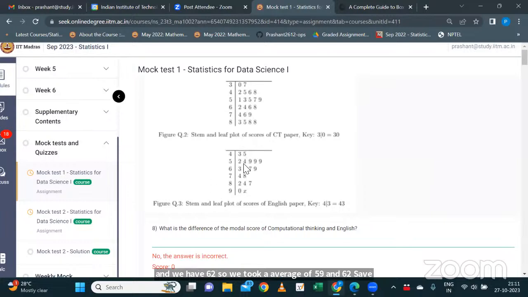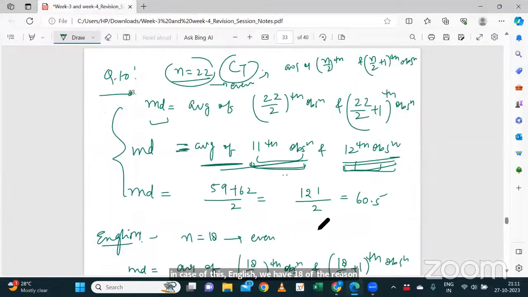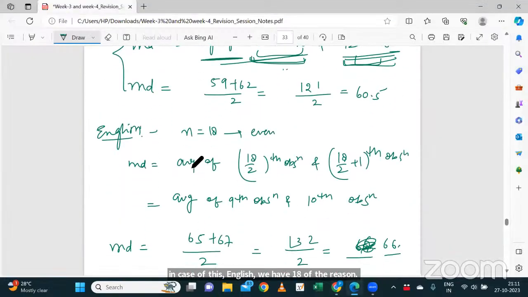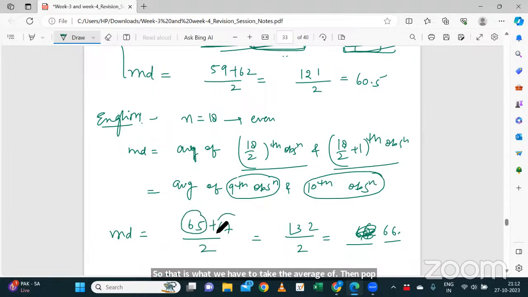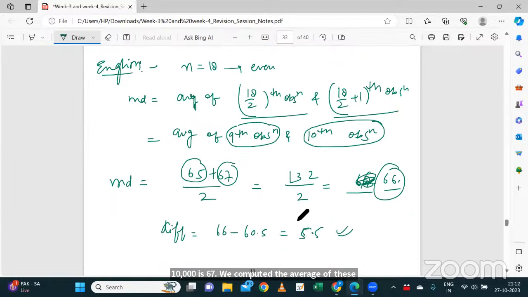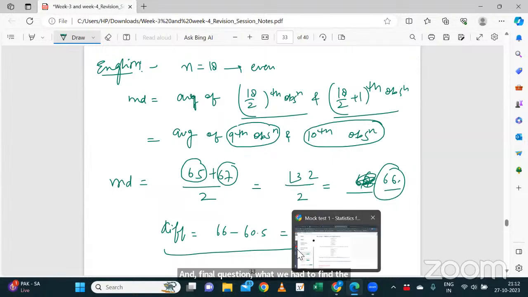Same in the case of English, where we have 18 observations. 18 is again even, so we calculate the median as the average of the 18 by 2th observation and the 18 by 2 plus 1th observation. That means the average of the 9th and 10th observation. The 9th observation is 65 and the 10th observation is 67. We computed the average of these two and got 66. The final question was to find the difference, which is 5.5. Okay, clear?